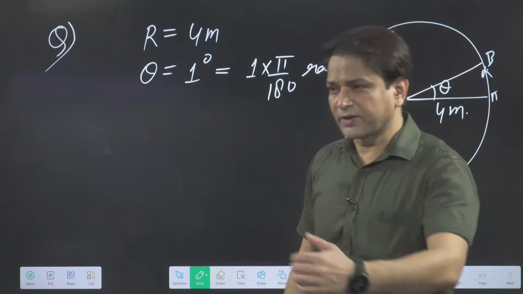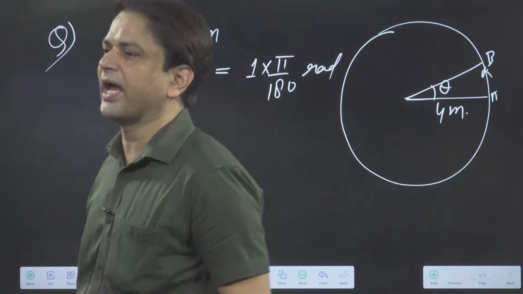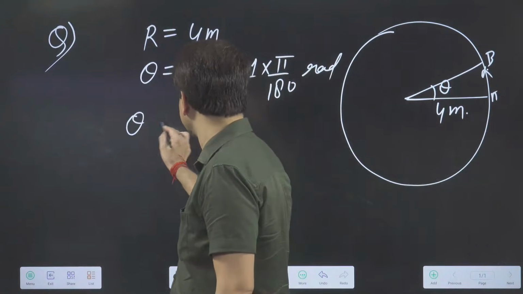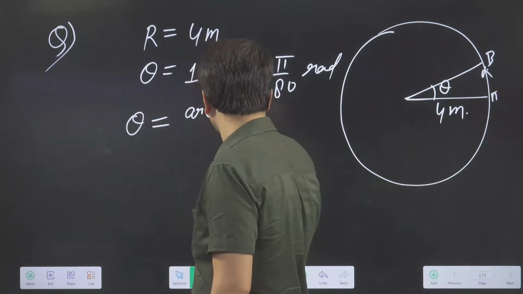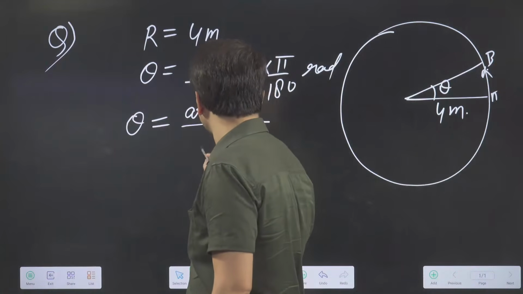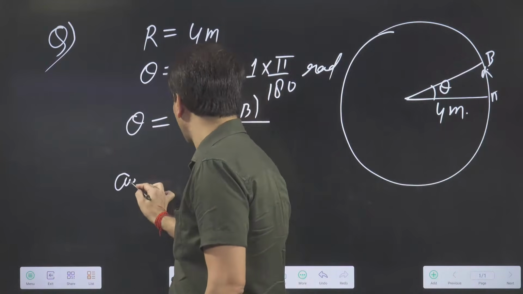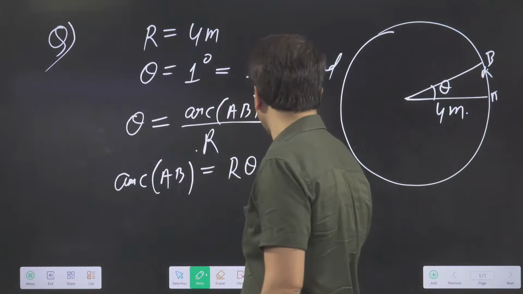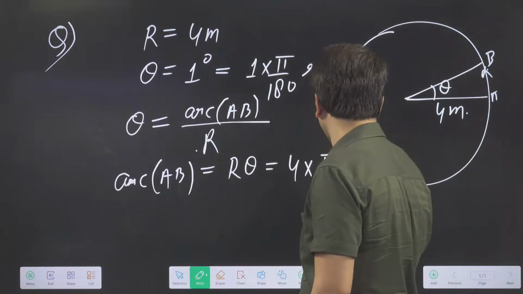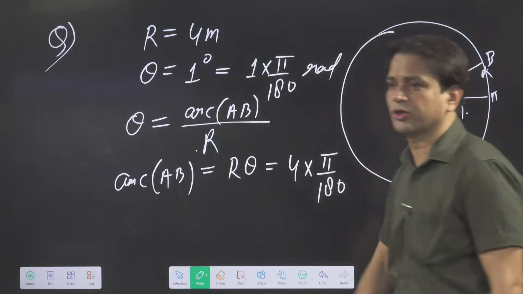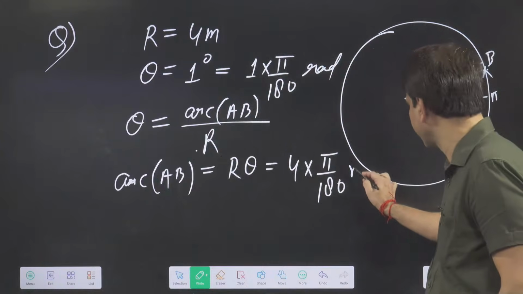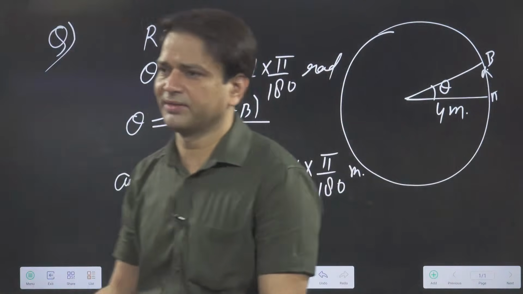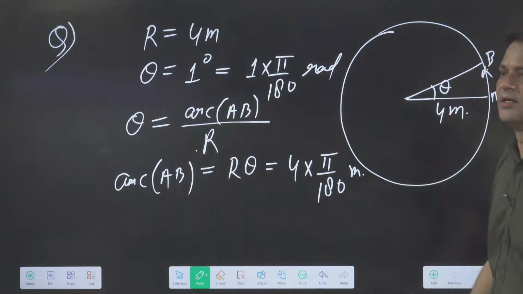Now after getting the angle, we can use the formula angle is equal to arc upon radius. So theta is equal to arc AB upon radius r. Then arc AB you will get is r into theta. R what I gave, 4. Theta what we got, pi by 180. What is the unit of r? Meter. Then the answer you will get in meter. After that further you can simplify. Pi you can take approximately 3.